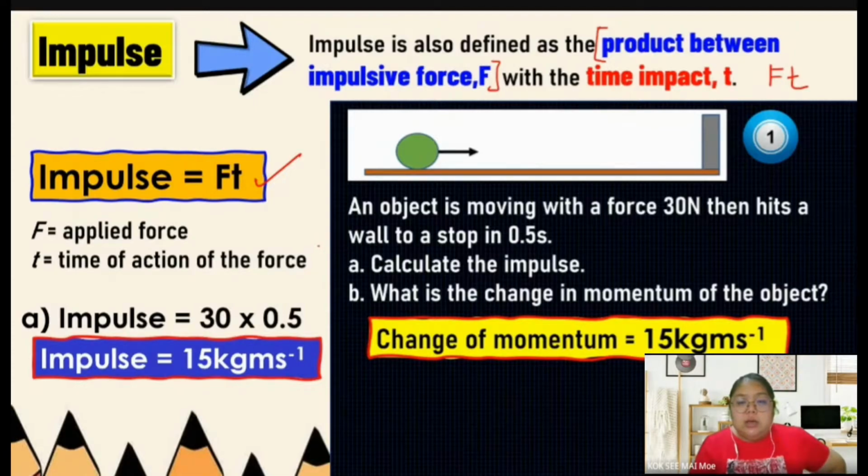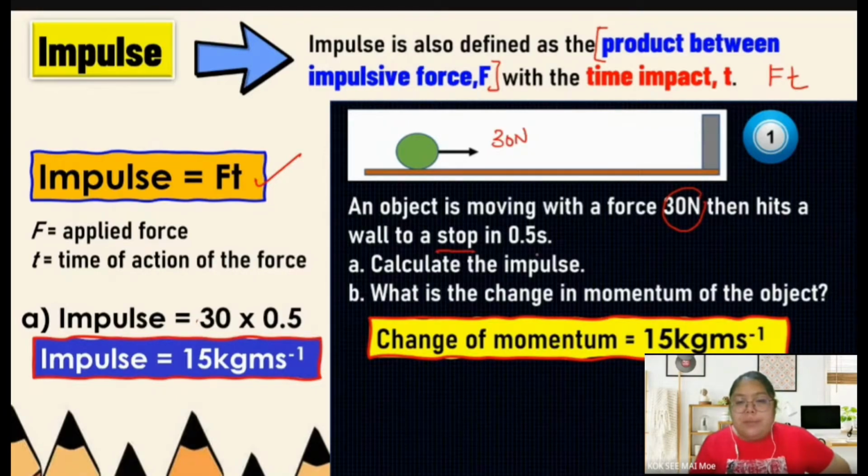Okay, so from here we're going to see impulse. Wait, why does this one have the answer already? Yeah. Okay, we're going to see here. Example question number 1. An object is moving with 30 Newton. Okay, I think this one is inside your exercise already. Example 1. Okay, they hit the wall.